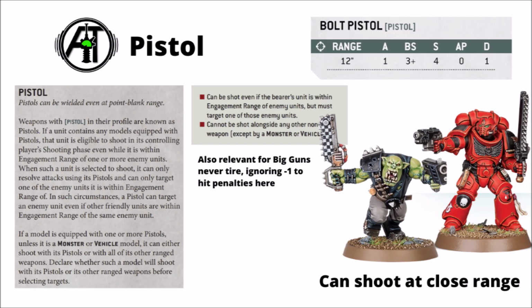Pistols are also relevant for that Big Guns Never Tire rule that we talked about in the last video. For Big Guns Never Tire, they ignore the -1 to hit penalty, so it can be quite nice to fire in and out of combat with big vehicles and monsters. Sometimes that's relevant, like with Melta Inferno pistols.